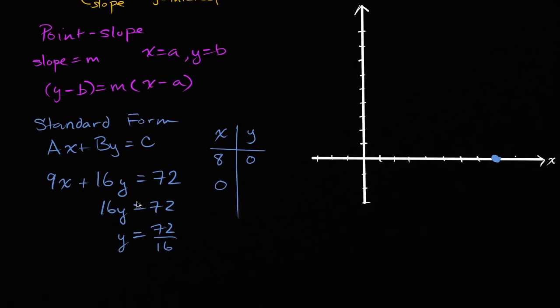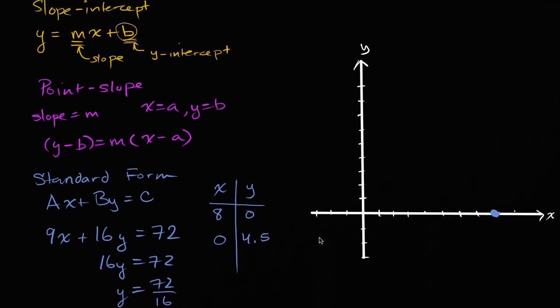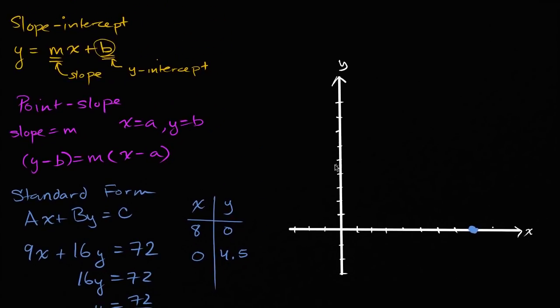And let's see, what is that equal to? That is equal to, let's see, they're both divisible by 8. So that's 9 over 2, or we could say it's 4.5. So when x is 0, y is 4.5. And so we could plot that point as well. X is 0, y is 1, 2, 3, 4.5. And just these 2 points are enough to graph a line. We can now graph it.